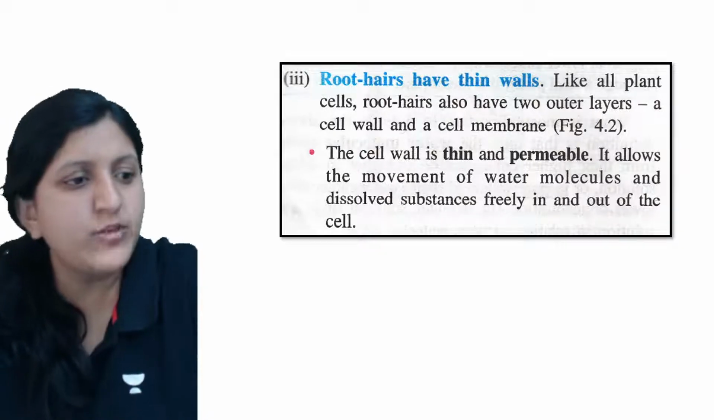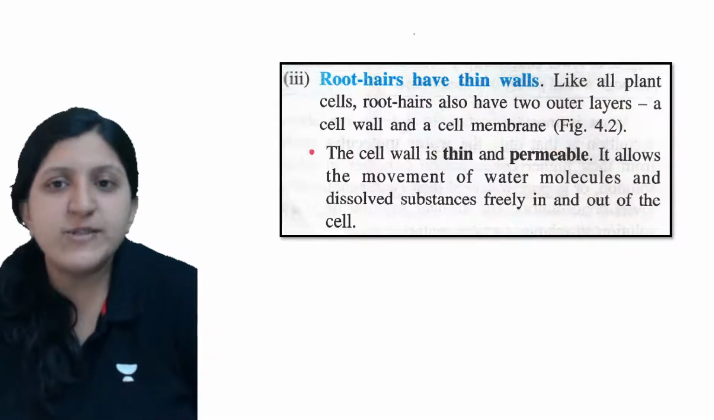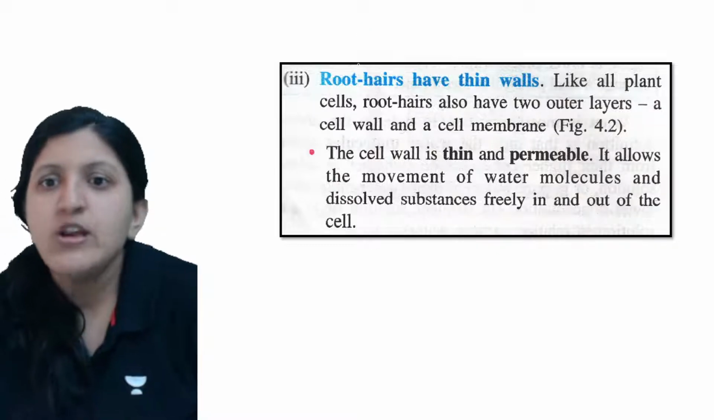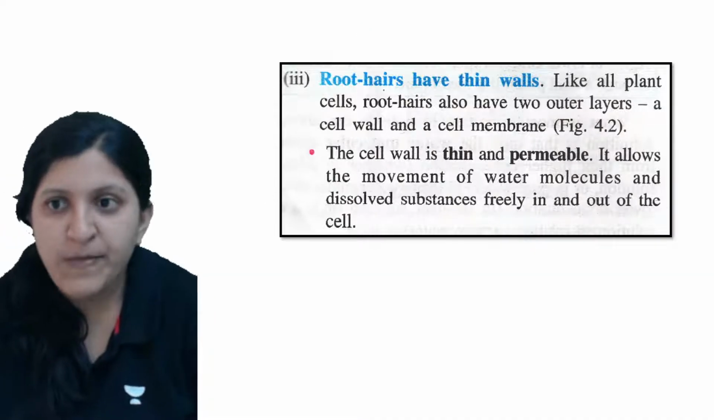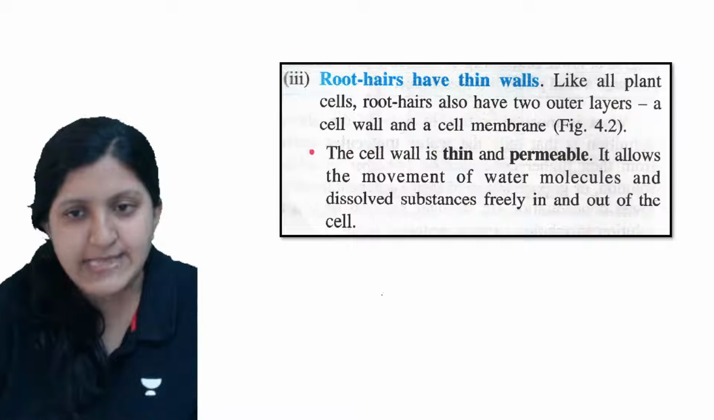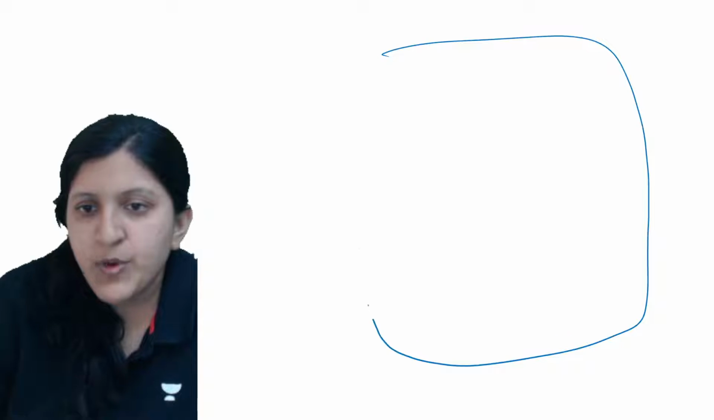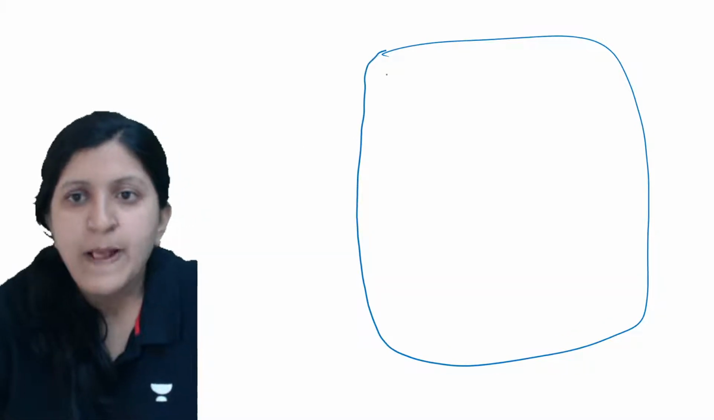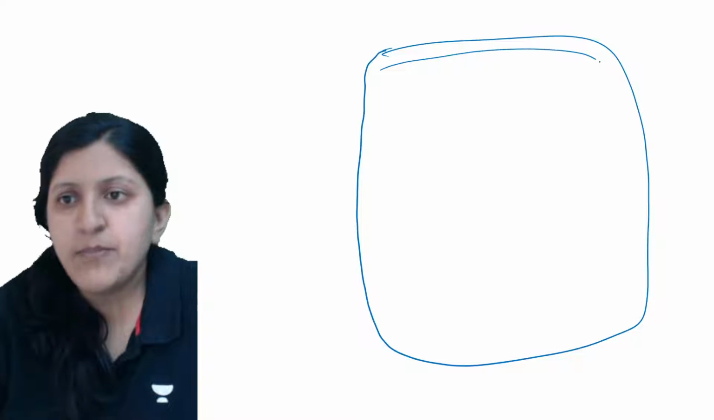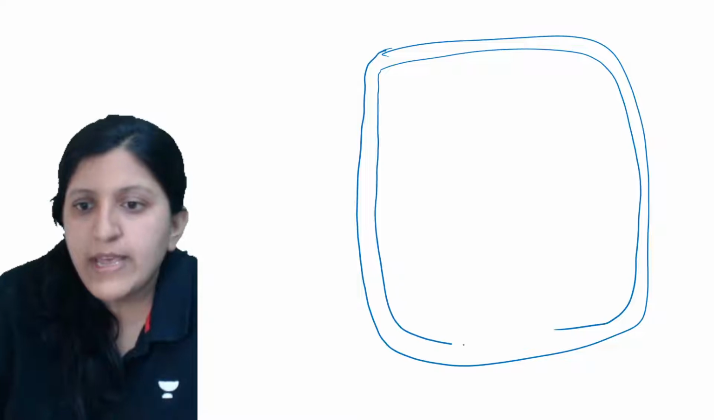Okay, so now with respect to that, the third point with respect to characteristics of root hair is that root hair has a thin wall. Like all plants, basically you know that there is a plant cell. So let me just draw this. There is the cell wall that is present. This one is the cell wall. Then there is a cell membrane that is present, and this is the cell membrane itself.